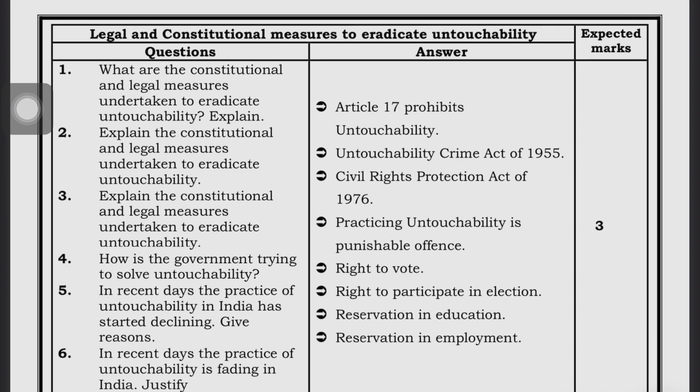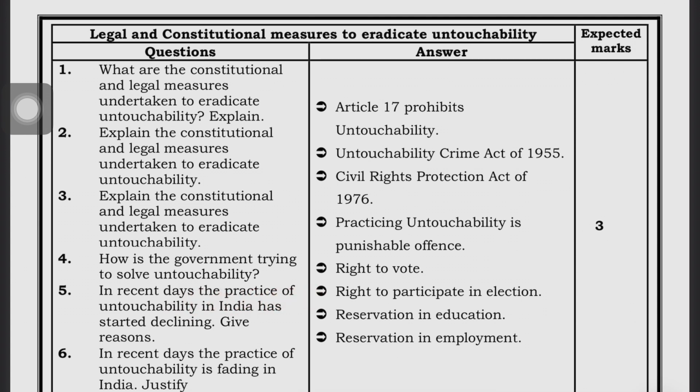Expected 3 mark question, which will be related to legal and constitutional measures to eradicate untouchability. What are the constitutional and legal measures undertaken to eradicate untouchability? Explain. How is the government trying to solve untouchability?